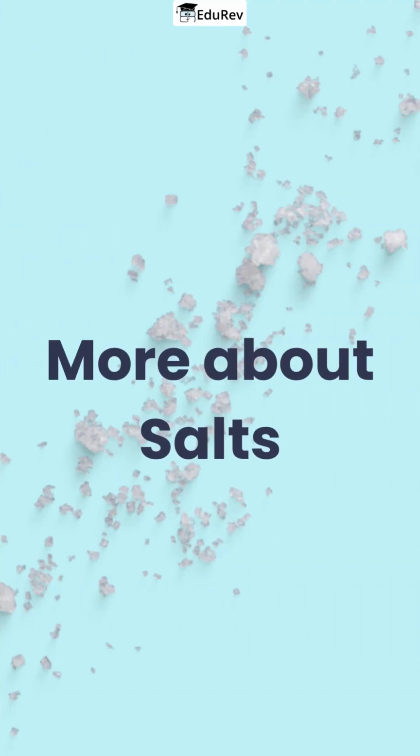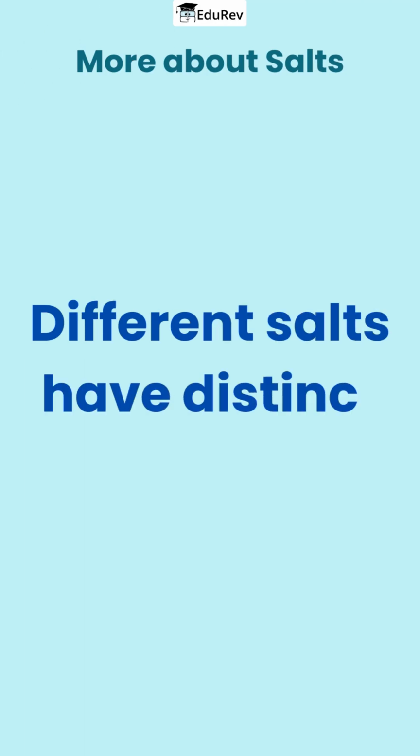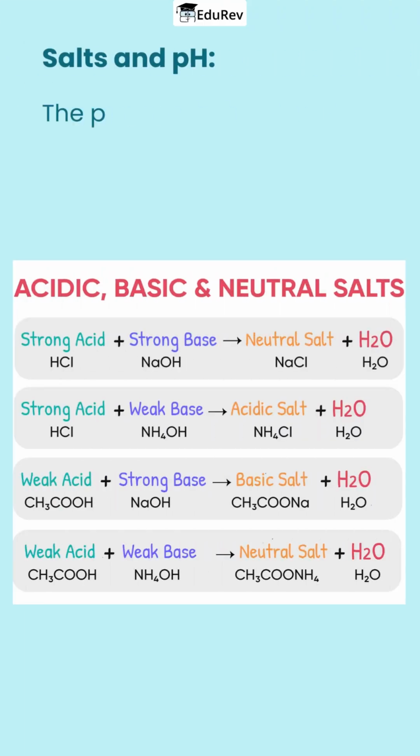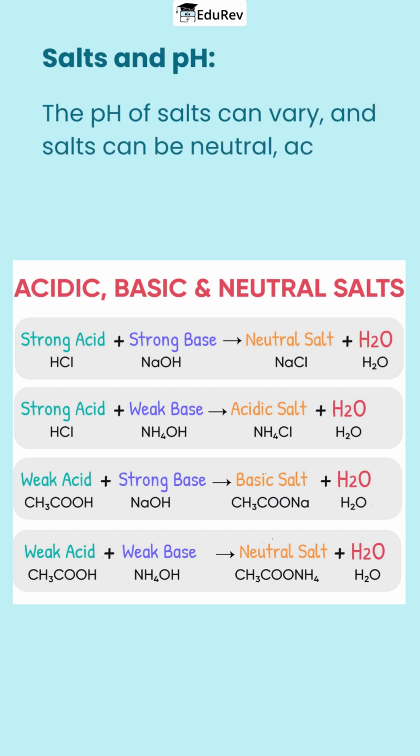Let's understand more about salts. Different salts have distinct properties. Some salts are neutral, while others are acidic or basic. Salts formed from strong acids and strong bases are neutral, pH equal to 7. Salts resulting from strong acids and weak bases are acidic, pH less than 7. Salts derived from weak acids and strong bases are basic, pH greater than 7.